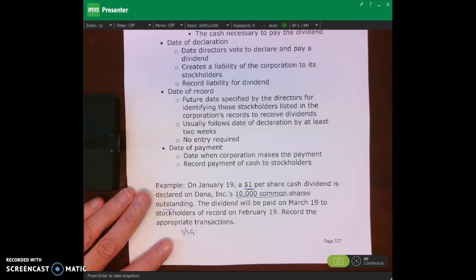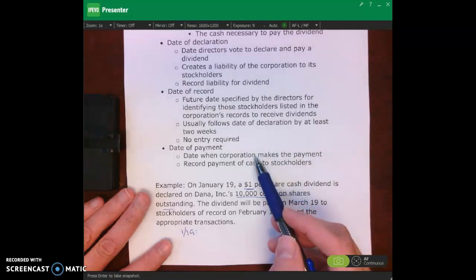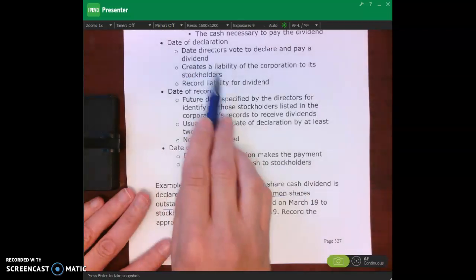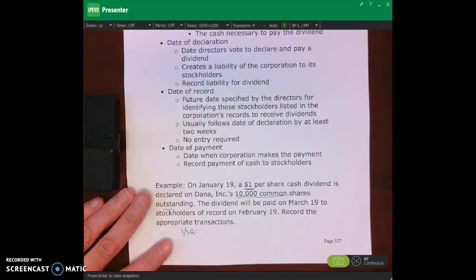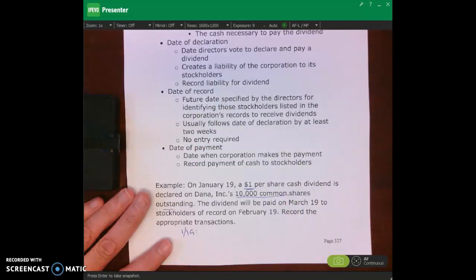Now you should be thinking that, well, okay, he said the word pay, which means that eventually we're going to credit cash. Yes, we will down here on the date of payment. But on the date of declaration, this is just when we create that liability. So what do I debit on the date of declaration? We know we're going to credit a liability because we are setting up a liability, which means liabilities are increasing. So we know we're going to credit a liability. What do we debit? We debit retained earnings.